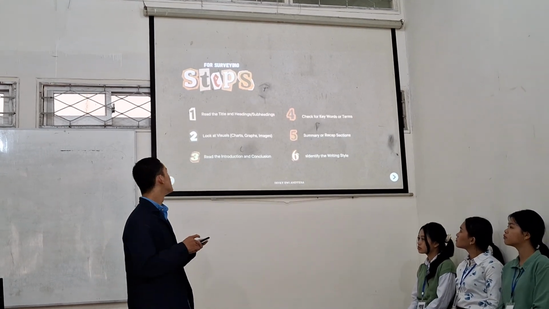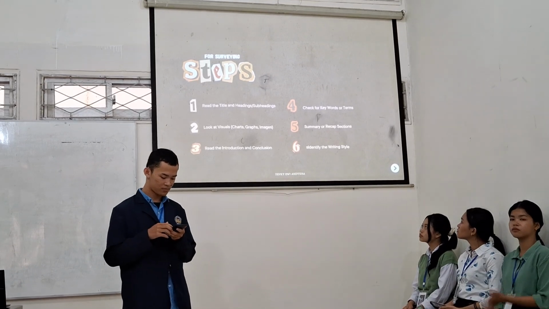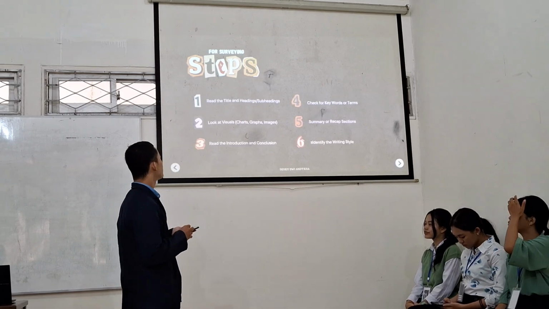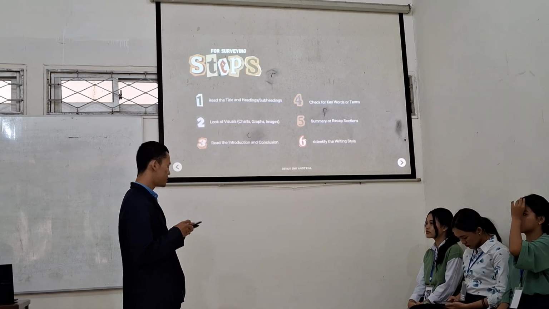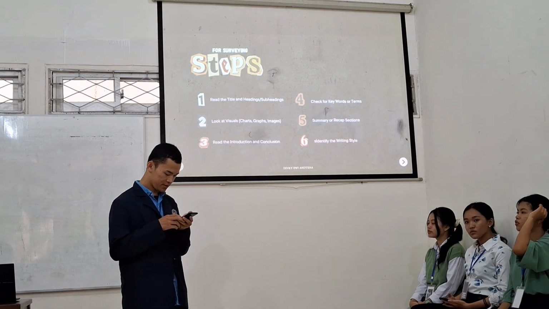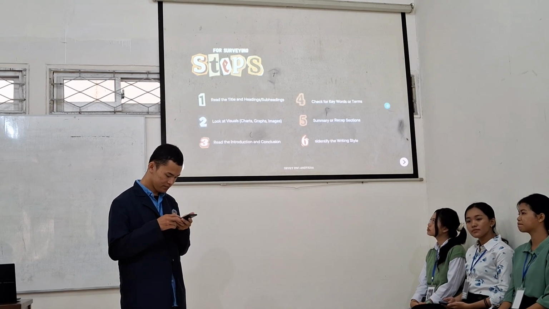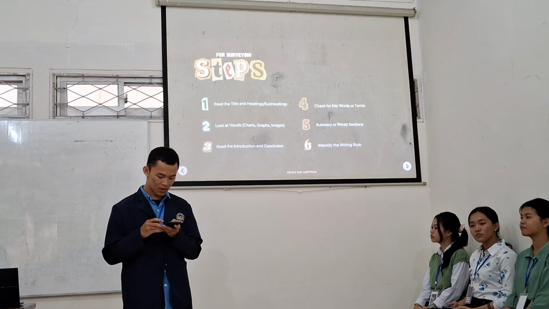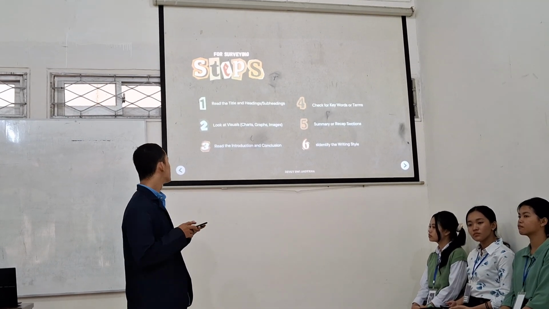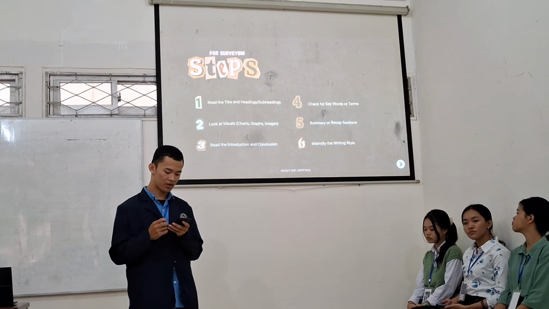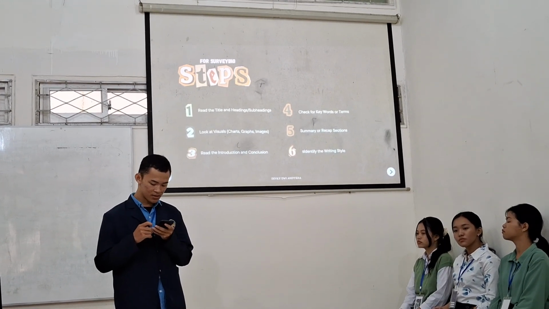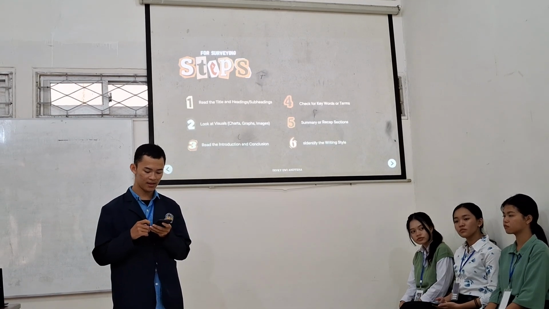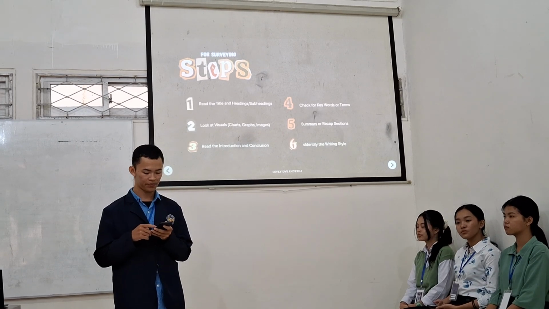Okay, we move to the steps when you survey. To survey the text, one, read the title and headings or subheadings. This usually provides a clear indication of the key themes and structure of the material. Two, look at visuals like charts, graphs, and images. Look through any visual aids that accompany the text. This often highlights or reinforces important concepts.